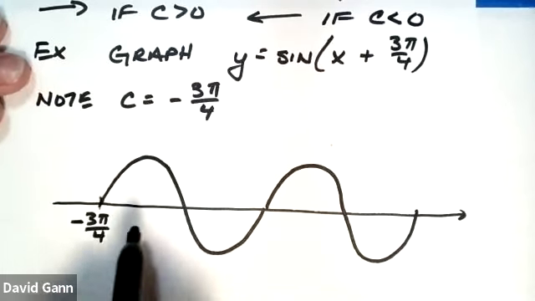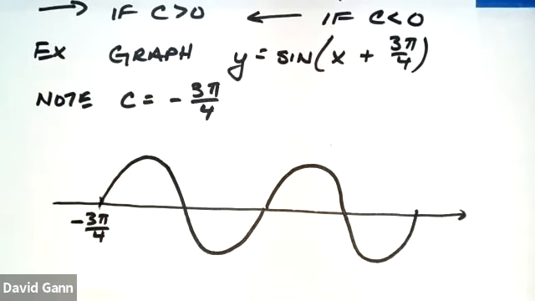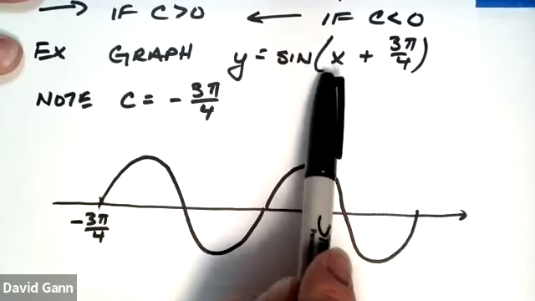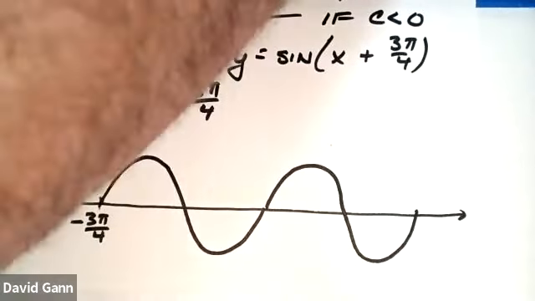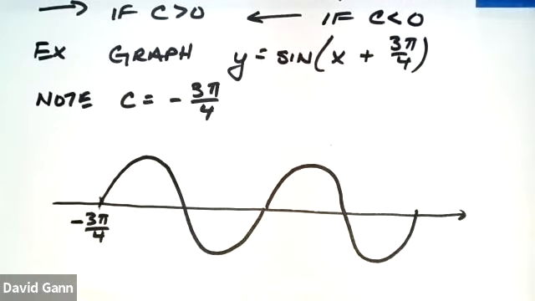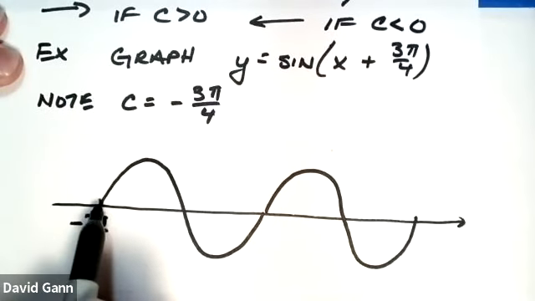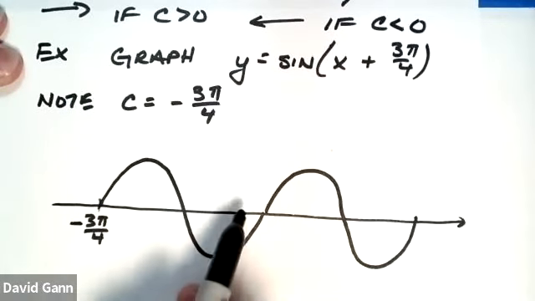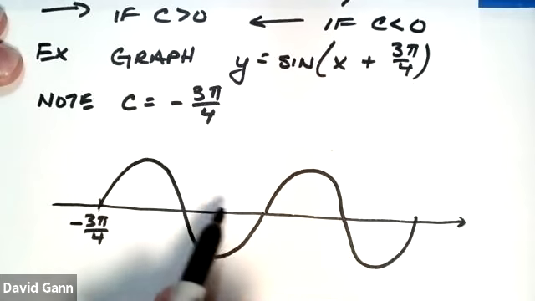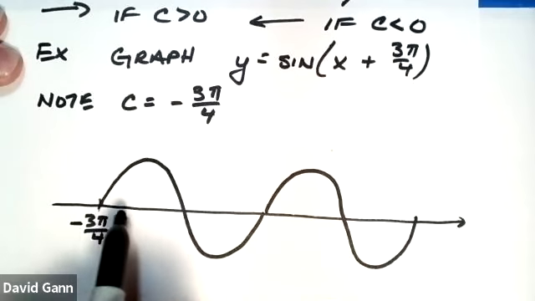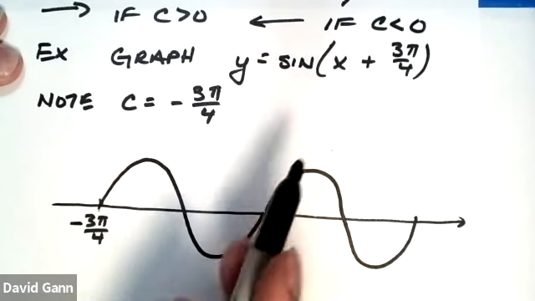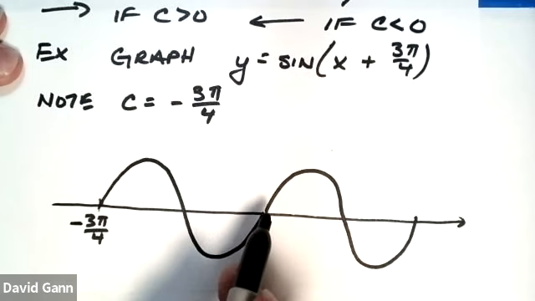Okay, so now we don't have a modified period because there's no b value out here. B value is assumed to be 1. So what does that do for us? Well, that tells us that the period of this function is 2 pi, so the distance from where we are at 0 here to this next 0 must be 2 pi ahead.